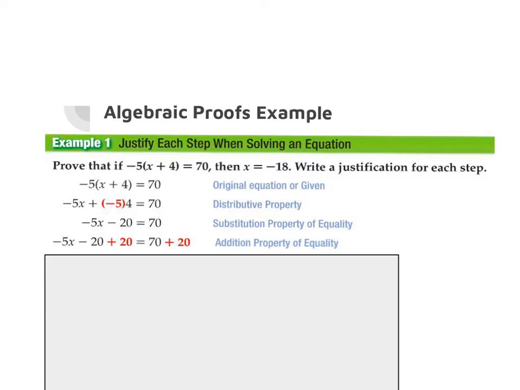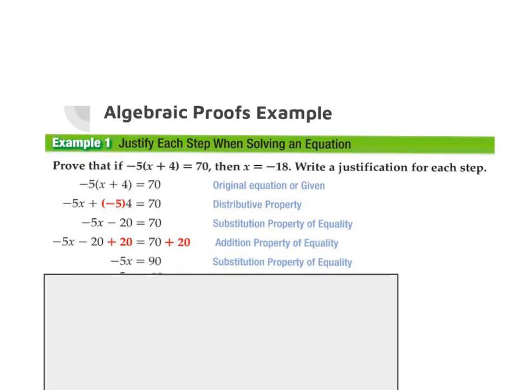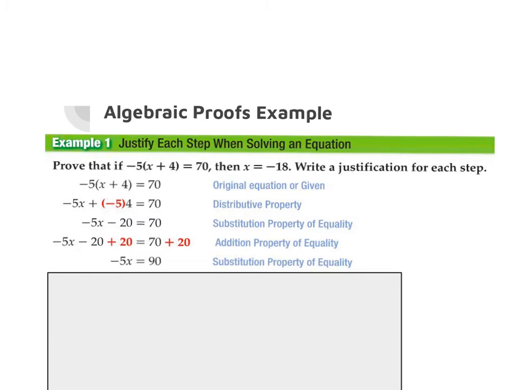We then do our addition property of equality. As you recall, what we do to one side, we have to do to the other to keep the equation true. And then we have, again, our substitution property of equality, because we know that 70 plus 20 equals 90, and negative 20 plus 20 equals 0.